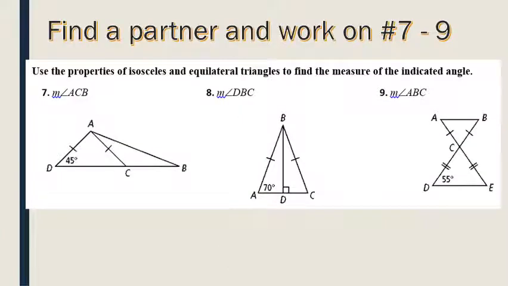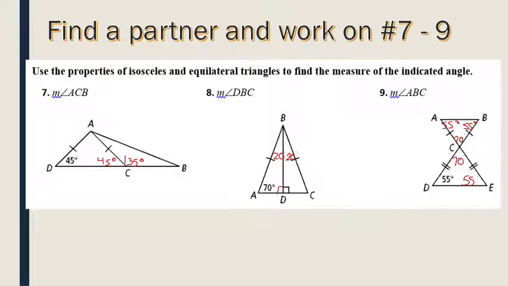Okay, obviously you don't have a partner, so you're going to just work on these on your own. So take a moment, go through, think about what we know about base angles in the isosceles triangle. Think about what we know about the interior angles of a triangle adding up to 180, and use those concepts to help solve these. And then go ahead and pause the video because I'll show you the answers here shortly.